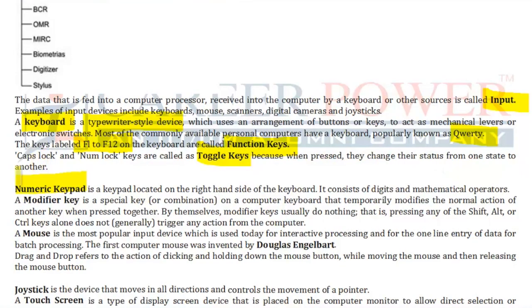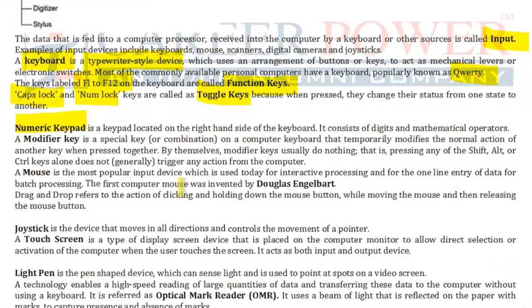Next, there are toggle keys. See, caps lock, number lock, these keys are called toggle keys because they change their function from one state to another. So, when you press your caps lock, you can write in capital letters, and when you press your caps lock again, that is, you switch it off, you can then again write in small letters. Numeric keypad is located on the right-hand side of your keyboard.